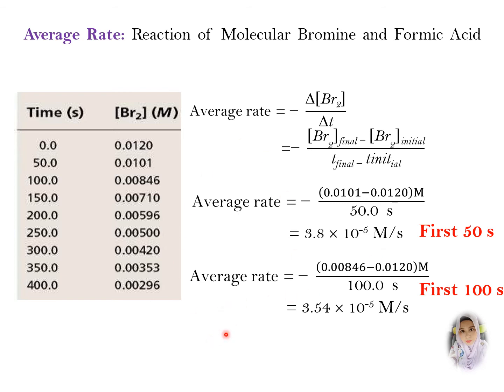So we can also calculate at different times and changes in concentration. For example, for 100 seconds, the change in concentration is 0.0846 minus the initial concentration. So we can get the rate of about 3.4. So from there we can get the average rate of the reaction between the bromine and formic acid.